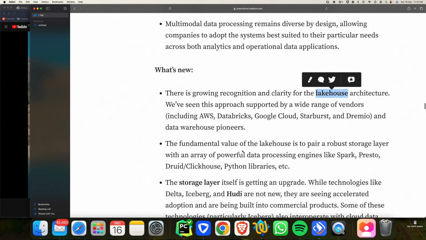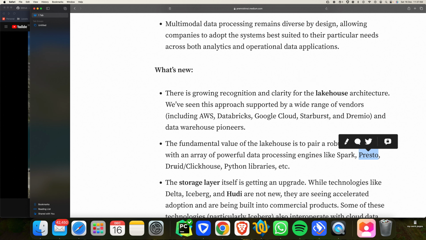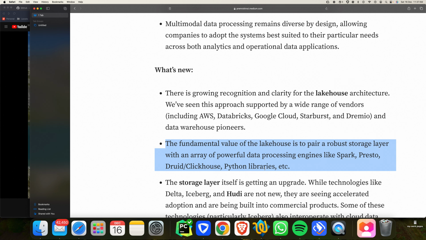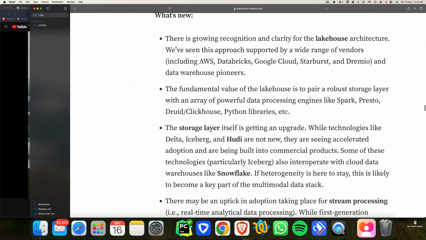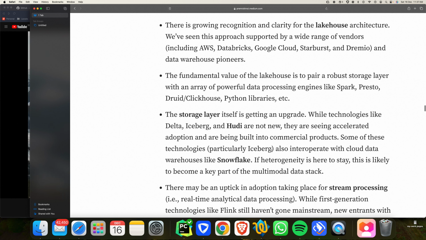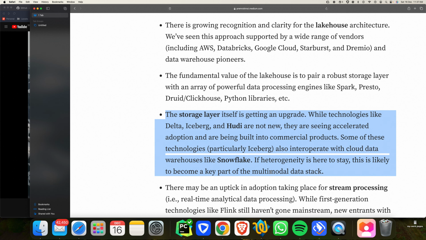And the fundamental value of the lakehouse is a robust storage layer with an array of powerful data processing engines like Spark, Presto, ClickHouse, and Python libraries. The storage layer itself is getting an upgrade. While technologies like Delta, Iceberg, and Hudi are not new, they are seeing accelerated adoption and being built into commercial products. Some of these technologies, like Iceberg, are also integrated with cloud data warehouses like Snowflake. If the heterogeneity is here to stay, they are likely to become a key part of a multi-model data stack.